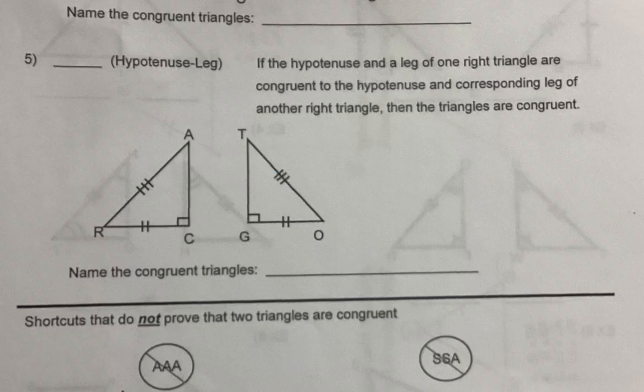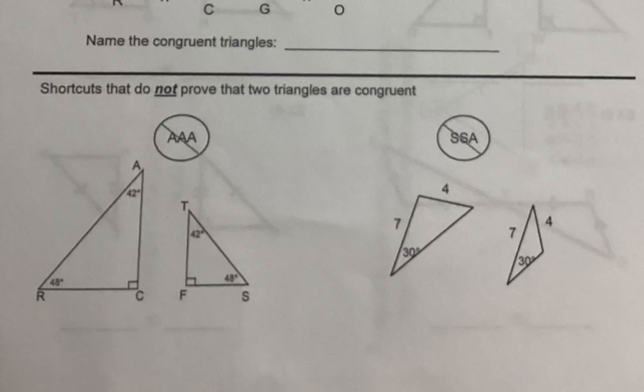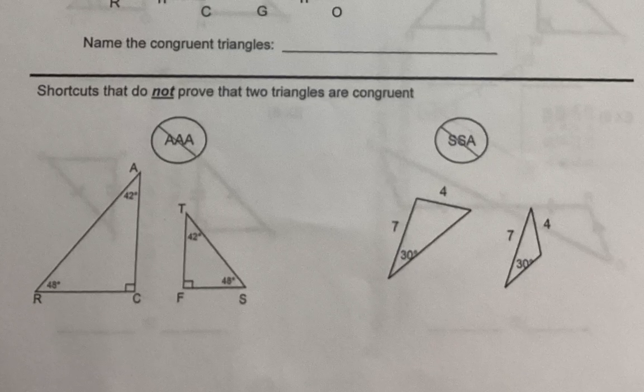Okay, because we got the right angle and the sides, those angles across from each other should also be congruent, but that's going a little deeper than what we need for this. All right, now here's some examples, shortcuts to prove that the two triangles are congruent. Okay, that do not prove.